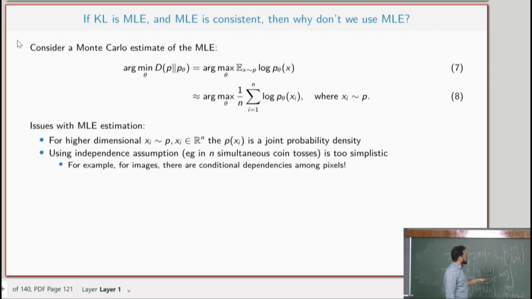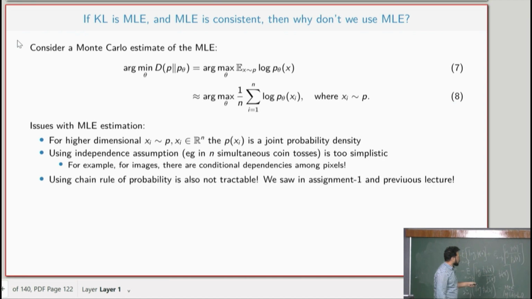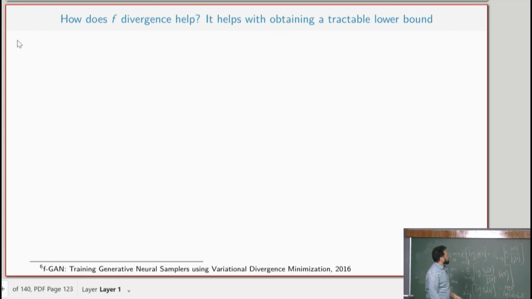Again, we cannot do independence assumptions because in the case of pixels, conditional dependencies exist between pixels, and using the chain rule is also not tractable. We have seen this in the assignment and in the previous lecture as well. Although theoretically MLE estimates exist and are consistent estimators, the joint probability distribution that you compute with your parametric distribution is still not tractable. That's the whole idea. So how does F divergence help?